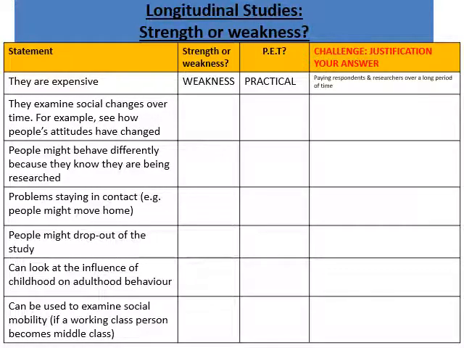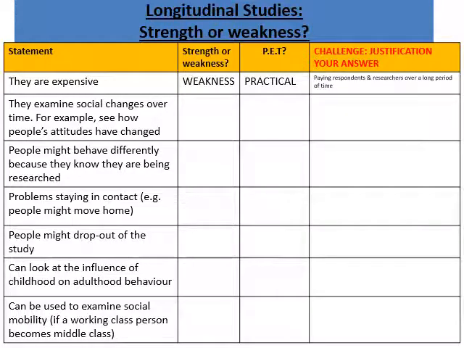So the first one I've done for you as an example. So let's take a look at that together. The statement is that longitudinal studies are expensive. Well, of course, this idea of it being expensive lends itself to being a weakness. And then I've got to decide whether being expensive, so the cost of it, is a practical, ethical, or theoretical factor.